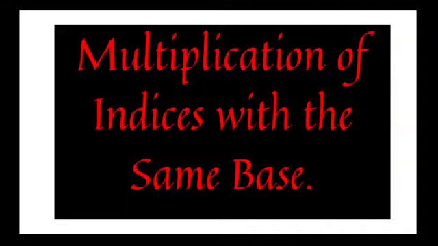Multiplication of indices with the same base. Let's see the example. Here 2 raised to 4 is being multiplied by 2 raised to 3. When you see the question, dear children, you can see the bases are the same, that is 2 and 2, and the operation over here is multiplication.